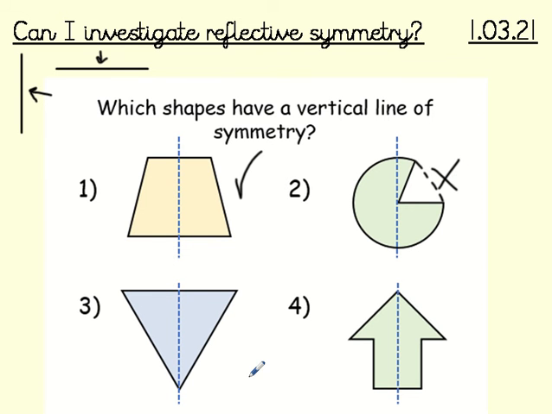What about this shape? If we folded it in two, would it overlap exactly? Yes. And what about this arrow shape here? Yes, it would. So it's just shape 2 that doesn't have a vertical line of symmetry. It's not the same on both sides of the mirror line.